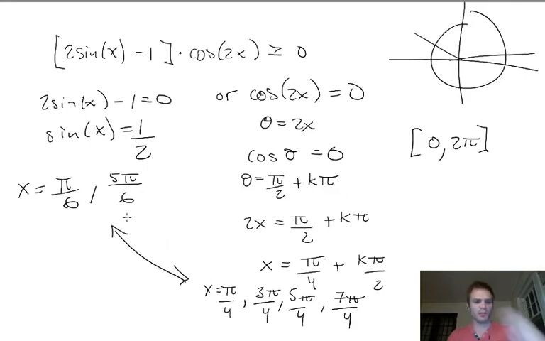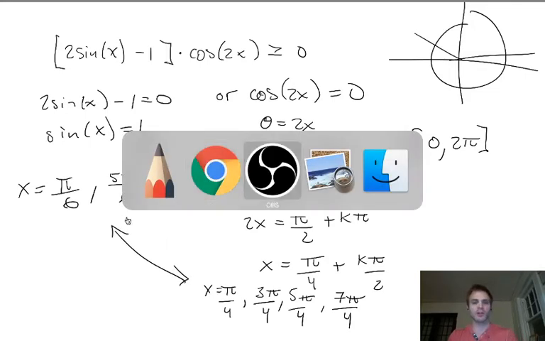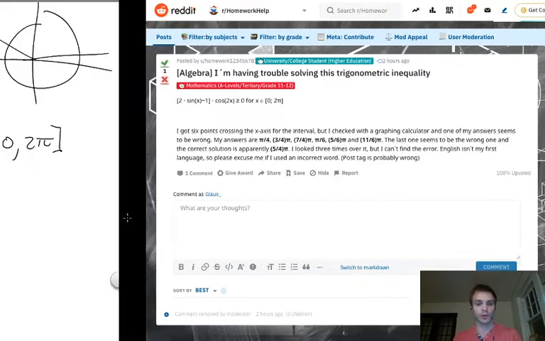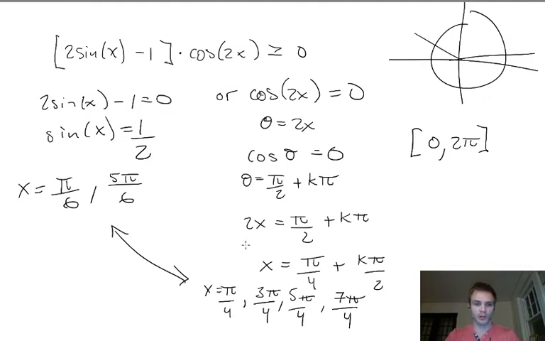Or, I'm sorry, these are zeros. So we're actually looking for ranges where it's above 0, so 0 or greater. So all of these will be included.